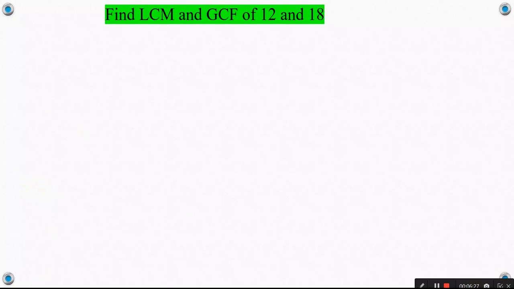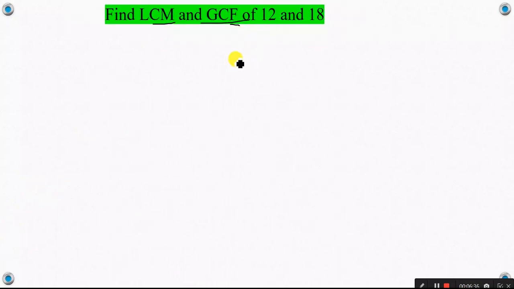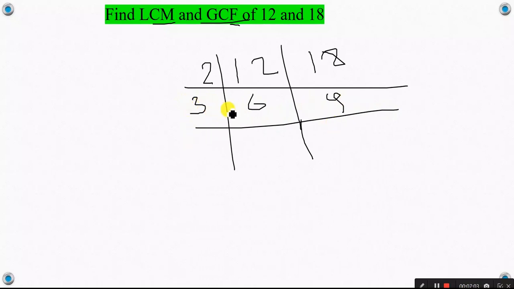Let us find the least common multiple and the greatest common factor of these two numbers. Let us write first 12 and 18. By 2, they are both divisible without remainder. So 12 divided by 2 is 6. 18 divided by 2 is 9. Again, we would divide by 2, but 9 is not divisible by 2. So we try the next prime number, 3. 6 by 3 is 2, 9 by 3 is 3. Now we have to stop dividing.